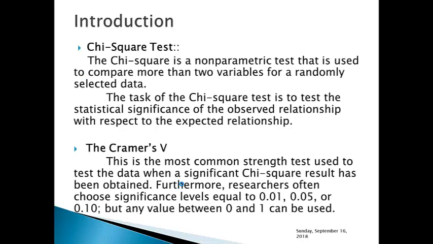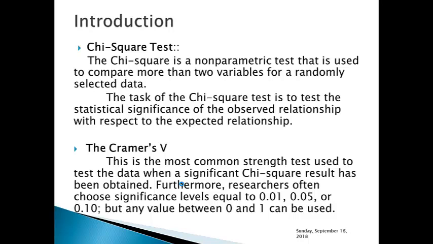The chi-square test is a non-parametric test that is used to compare more than two variables for randomly selected data. The task of the chi-square test is to test the statistical significance of the observed relationship with respect to the expected relationship. Cramer's V is the most common strength test used to test the data when a significant chi-square result has been obtained.